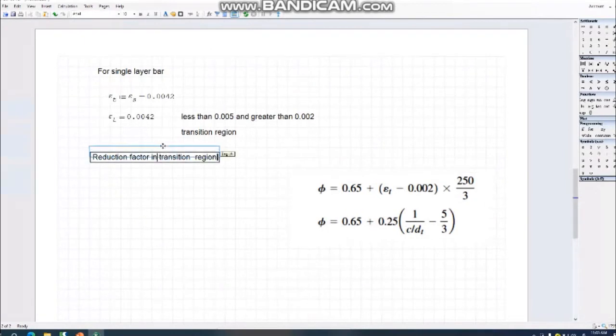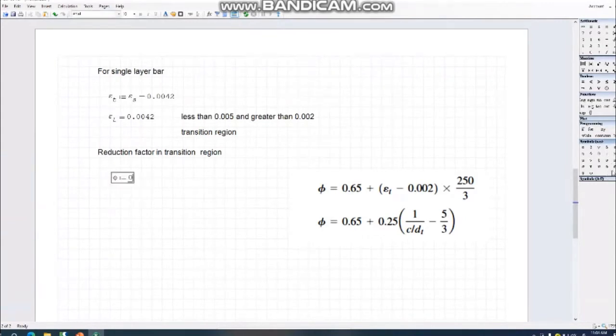Since we already know the values, this is the formula: phi equals 0.65 plus (epsilon t minus 0.002) times 250 over 3. That gives the value.